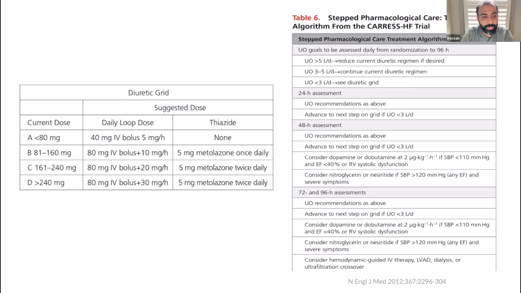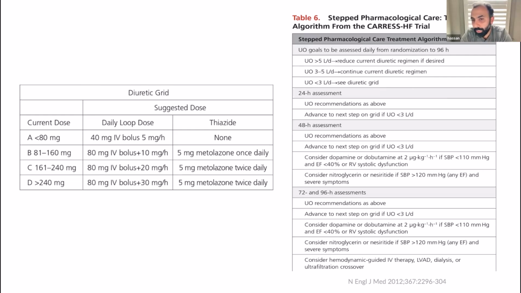So if somebody is on less than 80 milligrams of Lasix, they get a 40 milligram bolus and then 5 milligrams per hour, which goes to 120 a day, which is 40 TID. If someone was on 80 to 160, they're getting 10 an hour and they're getting metolazone. So whenever you get someone on 80 IV Lasix, or 80 Lasix is effective, they're going to get a 10 milligram drip and we're adding metolazone. And we go up step by step. You see, in the trial, they went up by 24 hours.